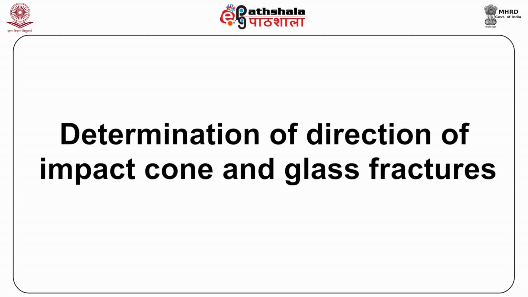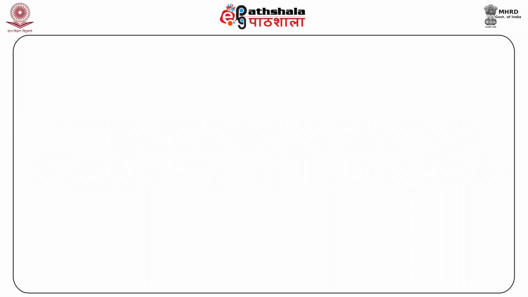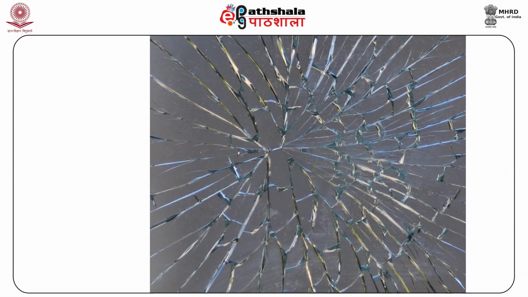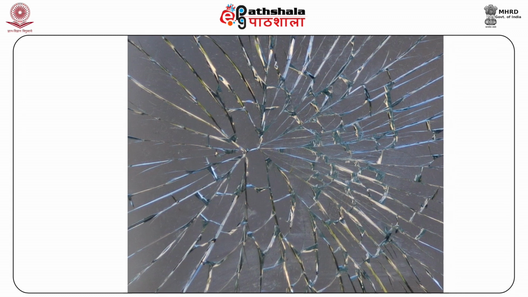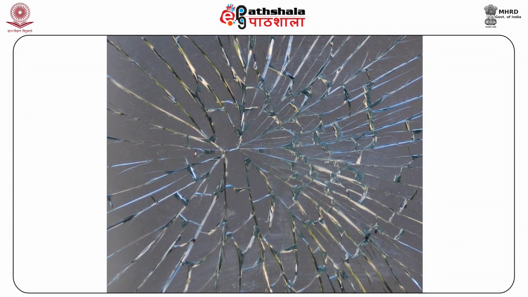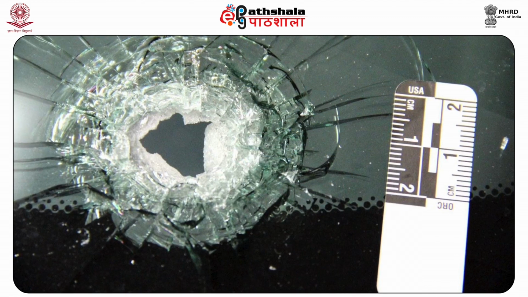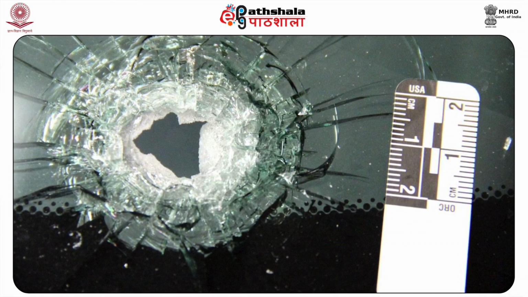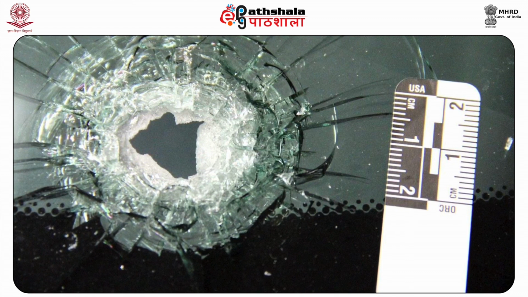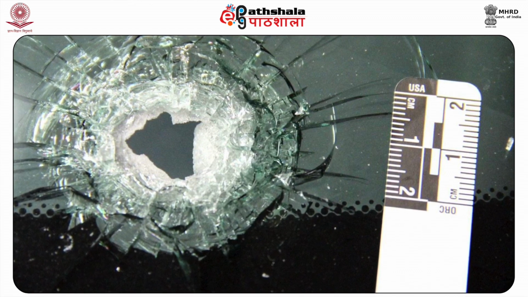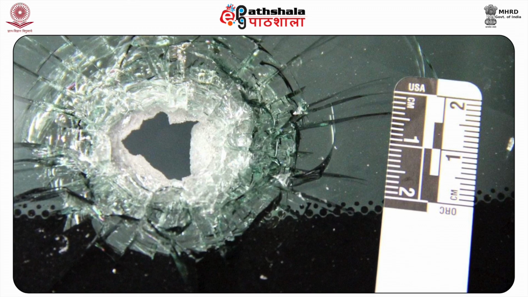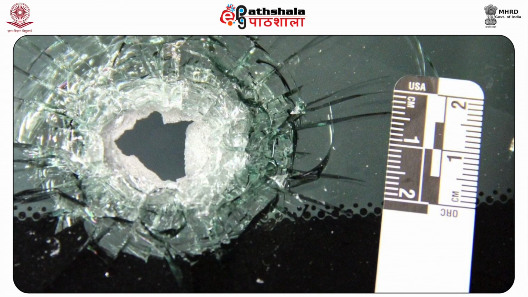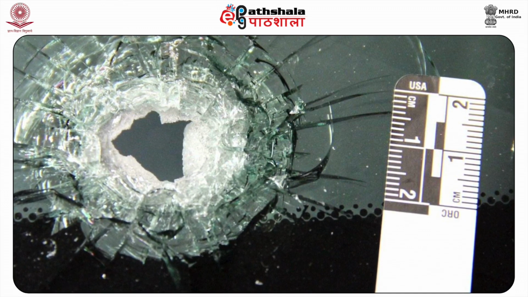Determination of direction of impact cone and glass fractures. Direction of impact cone. The patterns on the glass fractures can reveal the direction of the projectile. The pattern can reveal whether the object that caused the fracture was moving at a low pace like a rock or was a fast moving bullet, whether it is a thermal stress or impact. This can be critically important in reconstructing the crime scene.